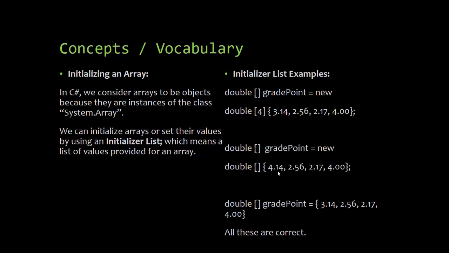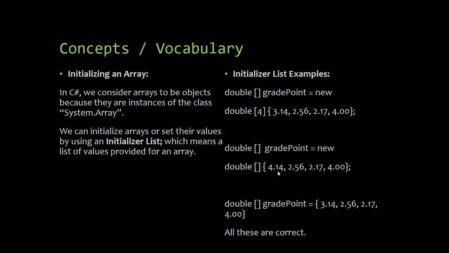In C#, we consider arrays to be objects because they are instances of the class System.Array. We can initialize our array, or set the values of the array, by using an initializer list, which means we create a list of values provided for an array. There are a lot of different ways to do this, but they all pretty much work the same way. We still have to give it a data type, so we'd have to say integer, double, etc. We still have to give the array brackets and give it a name like a variable. In this example, we say double array breakpoint.